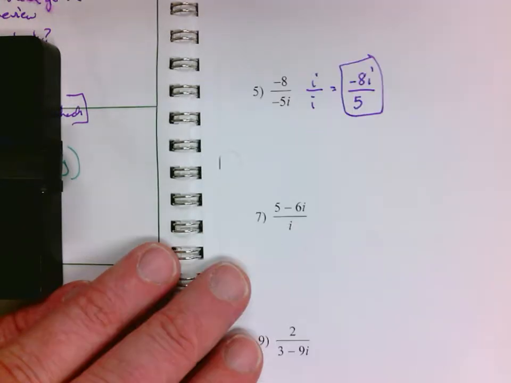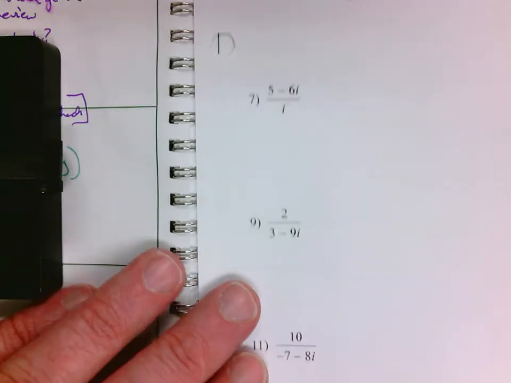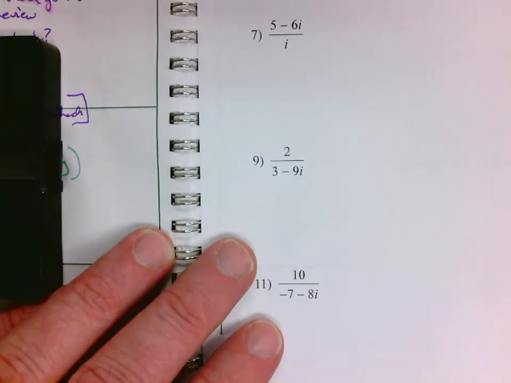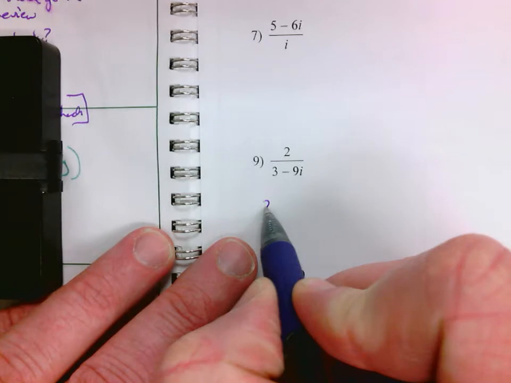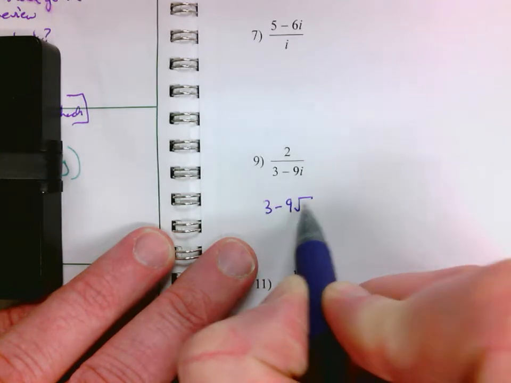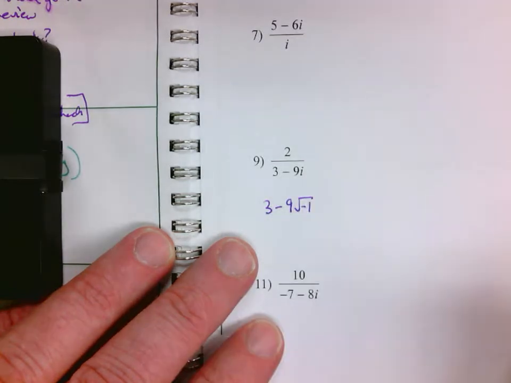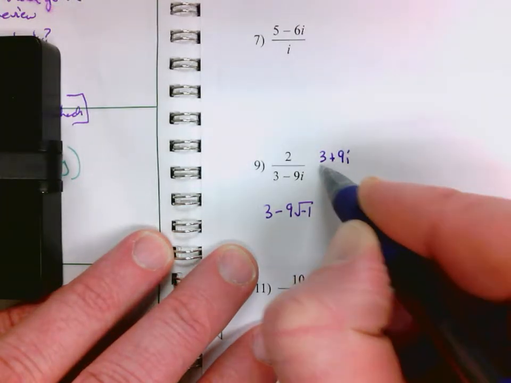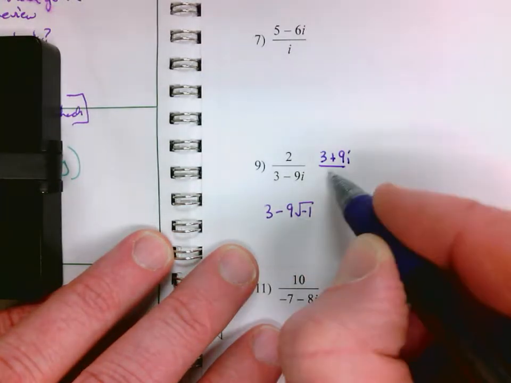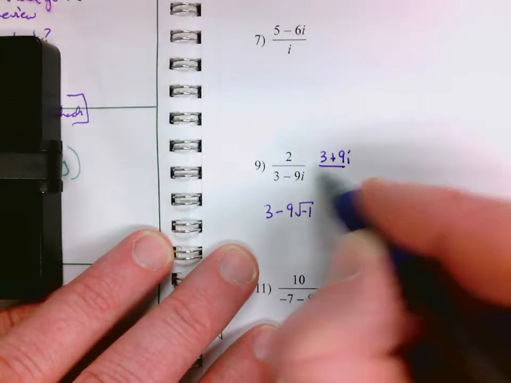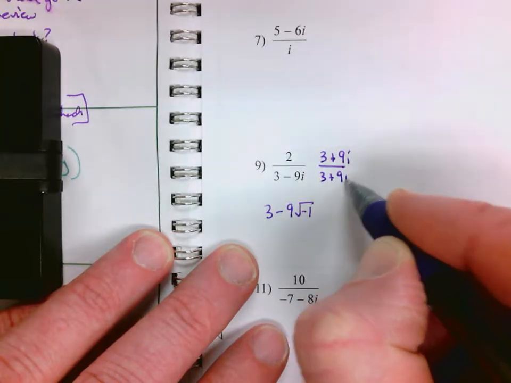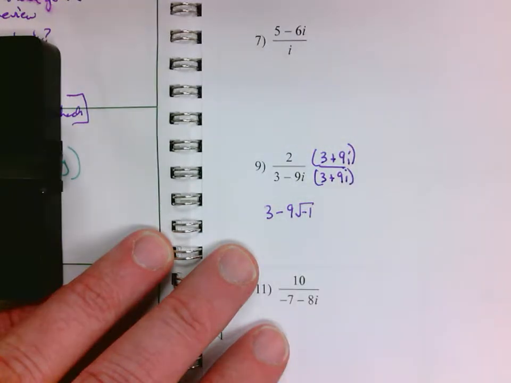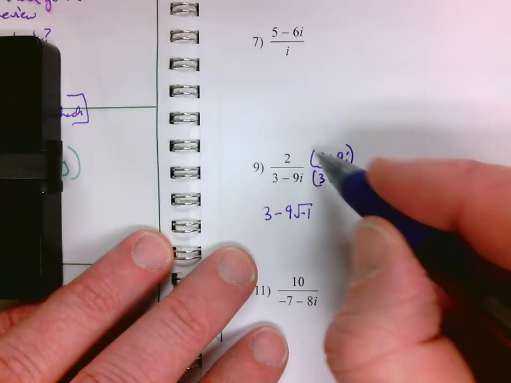The second case that happens is when you have a binomial. Remember, this is the same as 3 minus 9 radical -1. So we want to multiply by the conjugate, just like we would have multiplied by the conjugate with a radical down here. So 3 plus 9i. This is still equal to 1. We still have a conjugate. Distribute the 2. So 6 plus 18i.